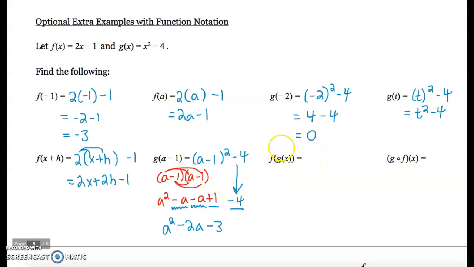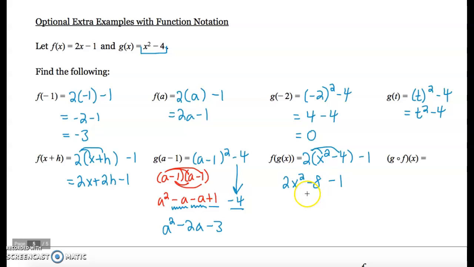All right, for these ones over here, I have some nice composition functions. So that means I'm going to take my entire g of x equation, and I'm going to plug it into f of x. So my f of x has 2 times my input minus 1. My input is what my g of x equation actually is, so the x squared minus 4. And now I'm going to simplify. Go ahead and distribute that 2. So I have 2x squared minus 8, and then I still have that minus 1 at the end. Am I simplified enough?